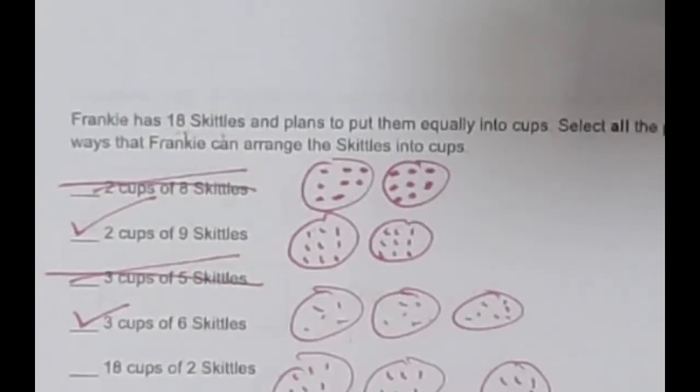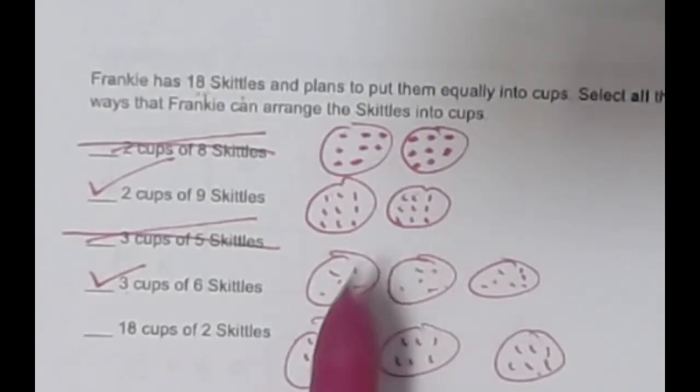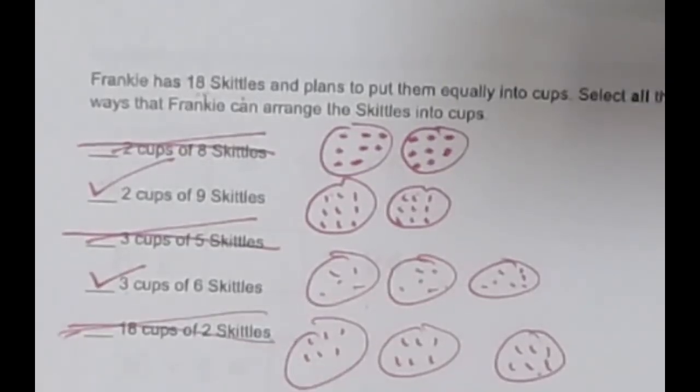If they choose to do 18 cups and put 2 in each and then count them all, they'll get 36. But hopefully students are starting to get comfortable enough to realize there's just no way that's going to work. Now, if it's 18 cups of 1 Skittle, then yes. But 2 Skittles, no. So that would also be a slash and trash.